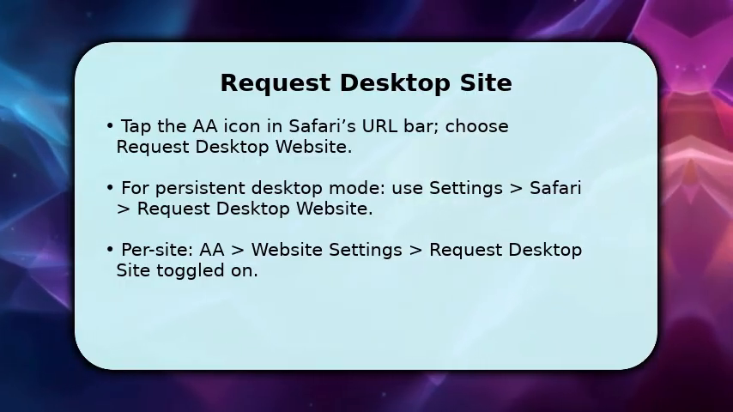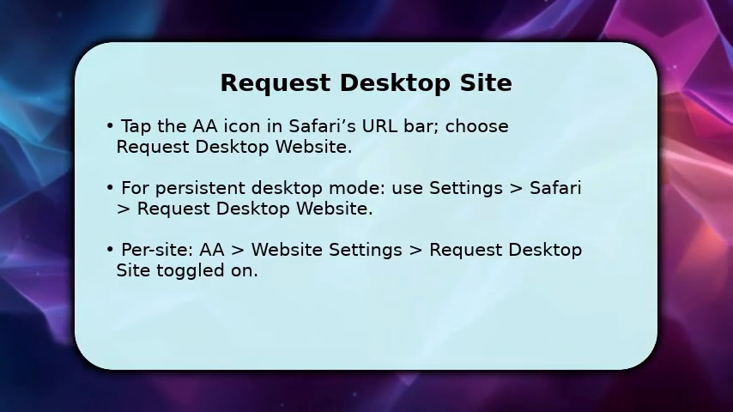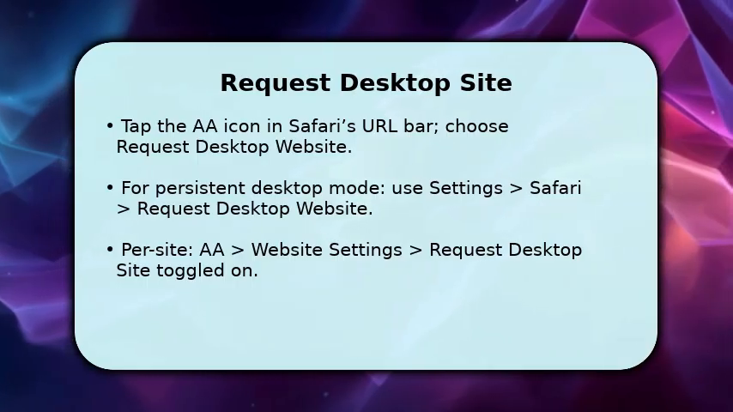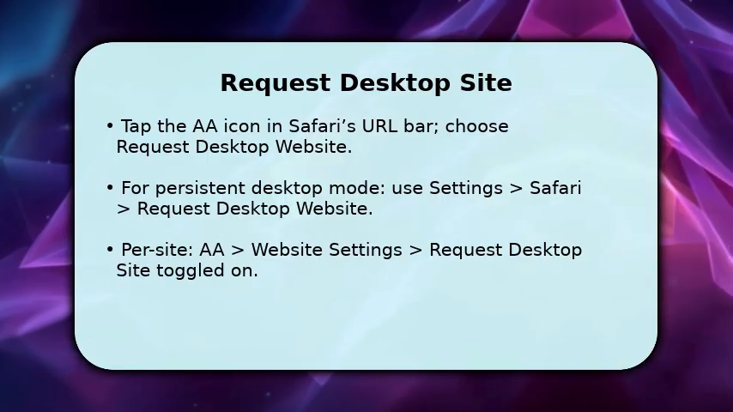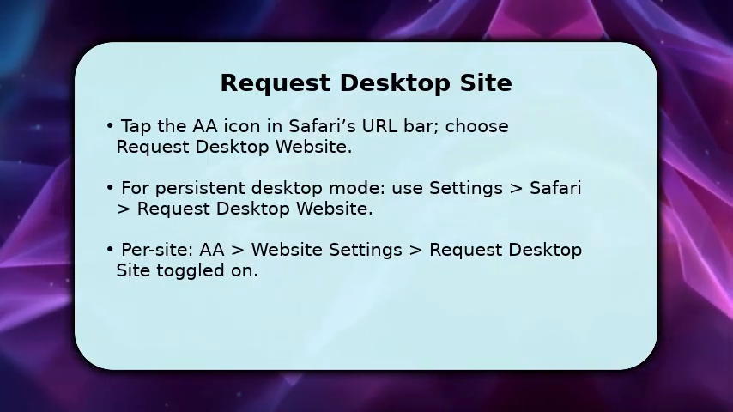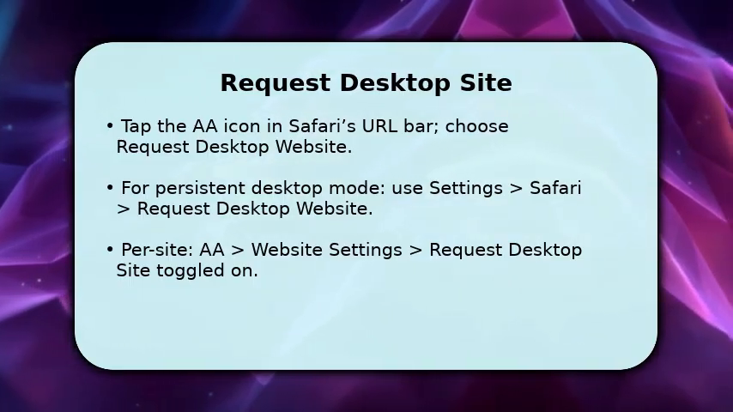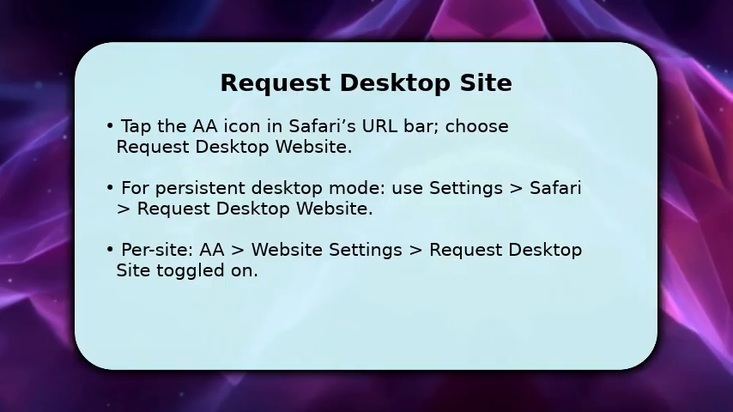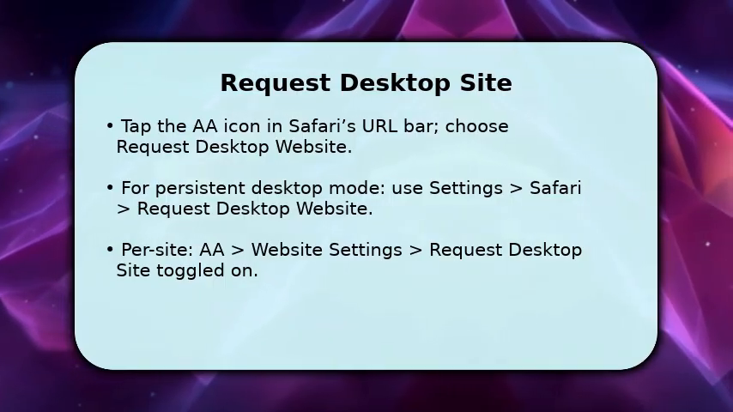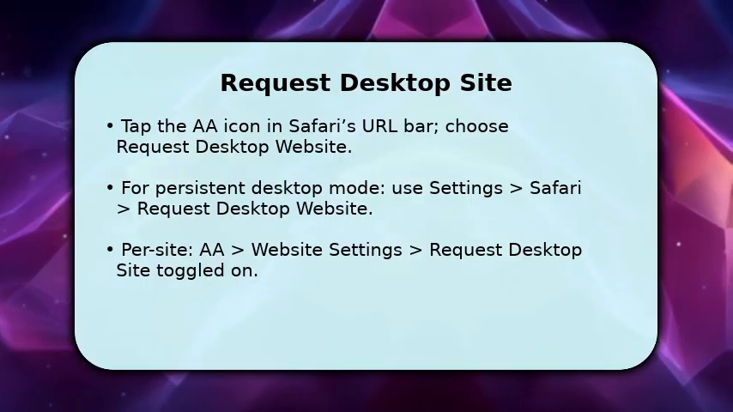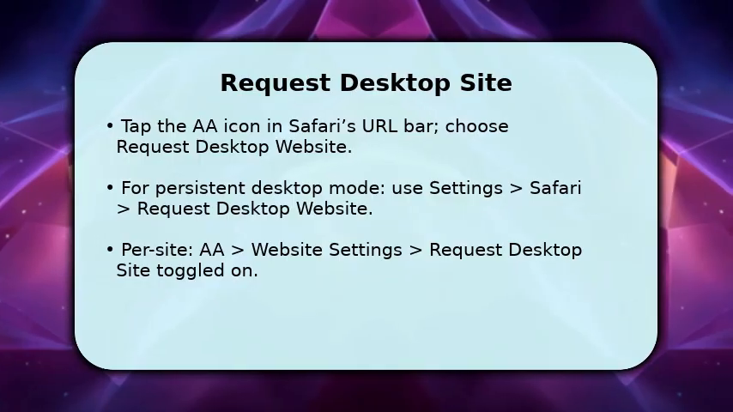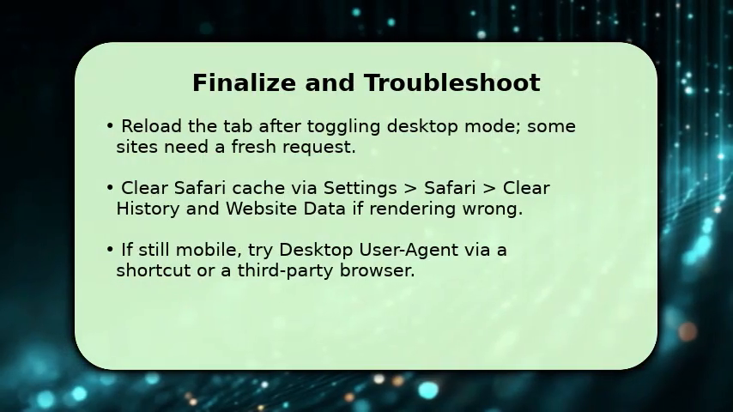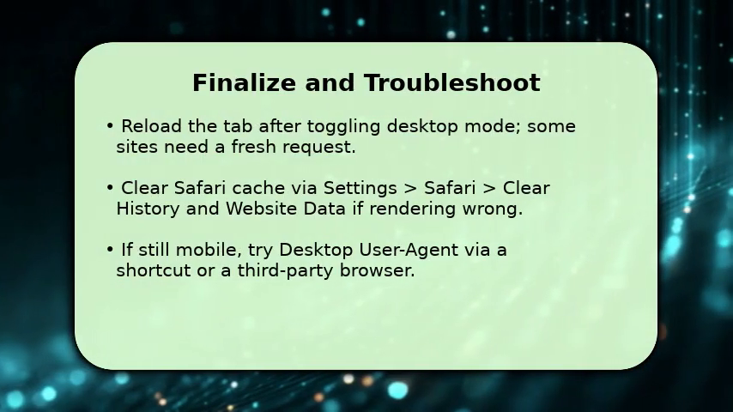If you want this repeatedly, open Settings, go to Safari, then Request Desktop Website and enable all websites or set per site defaults. To set just one site, choose Website Settings, and toggle Request Desktop Site. Make sure to reload the tab after changing settings, so Safari fetches the desktop assets instead of the mobile ones. Finish by reloading the page so the server serves the desktop HTML and CSS.